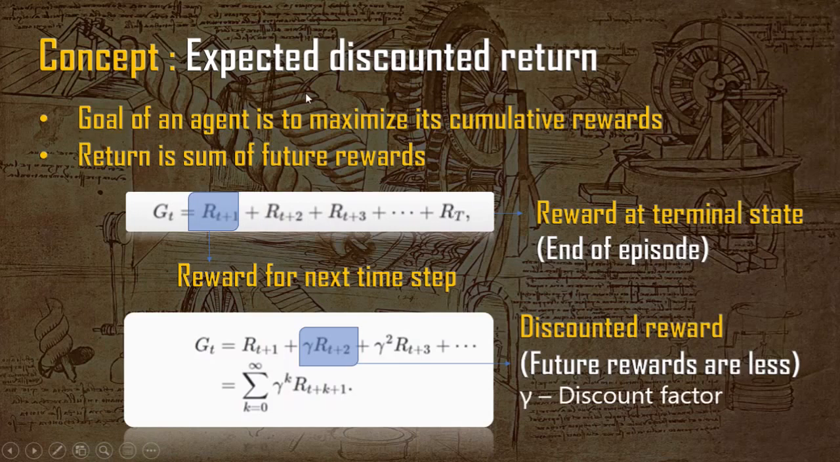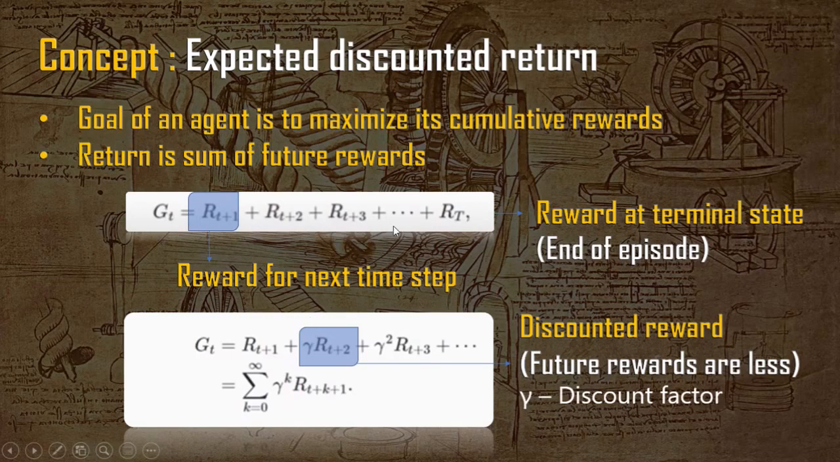Another thing is that we want to give more value to the rewards in the next state compared to the rewards in the far future, right? Because the future is very uncertain. We know for sure that in the next time step, for example, we can have a good reward, but in the future we don't know which state we would be in and what set of actions we have taken. So we can't rely on the future rewards that much. So we want to have a discount factor.